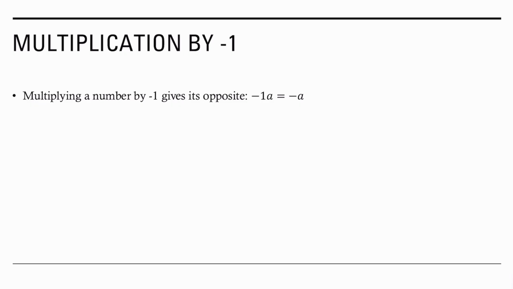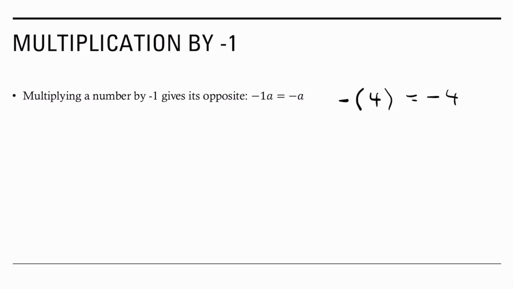So multiplication by negative 1. Multiplying a number by negative 1 gives its opposite. So remember that from our last couple of lectures, we talked about opposites. I think it was section 3.1. If you need a refresher, go back there. But effectively, if you have a negative symbol and then something else in the brackets, let's say it's 4, this means the opposite of 4, which would equal negative 4.